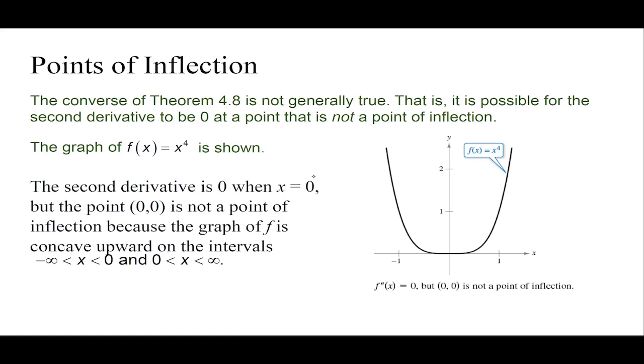The converse of theorem 4.8 is not generally true. That means second derivative 0 does not always give you inflection points. So this is one counterexample. For this function, the second derivative at 0 is 0, but the graph is always concave up. So this is not an inflection point.